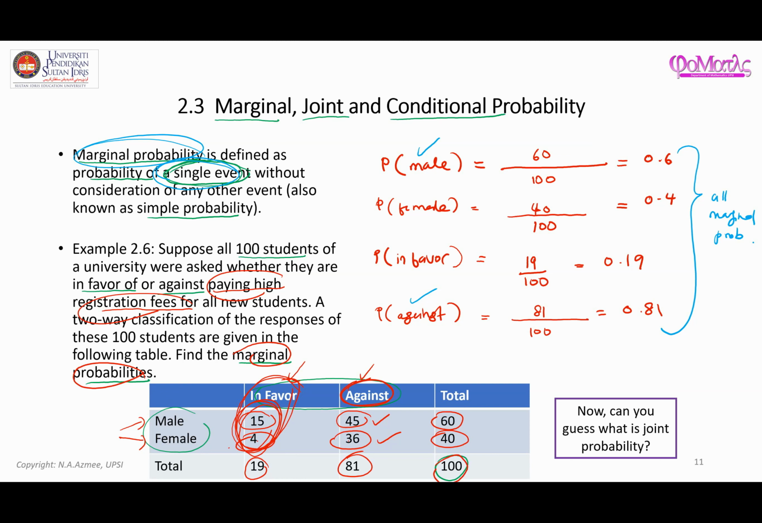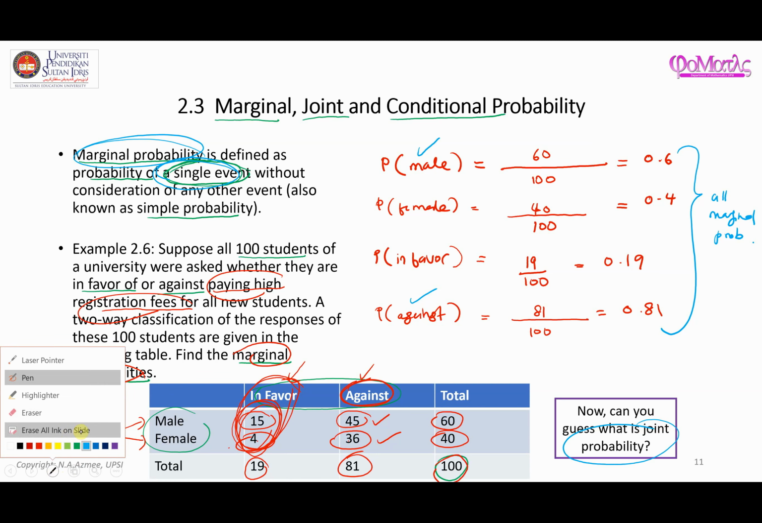Okay, now can you guess what is joint probability? So joint probability means the probability of two or more events together. Okay, so in this case you can see that from the table here.